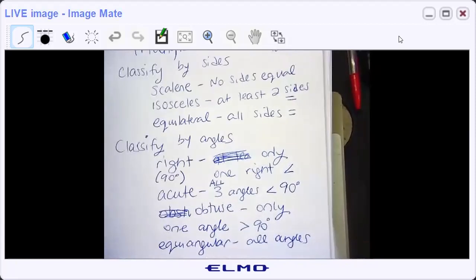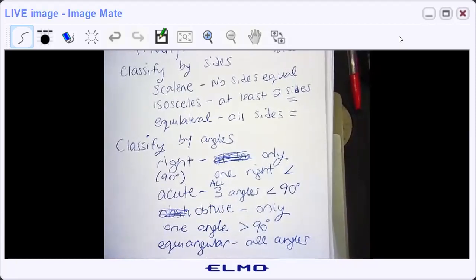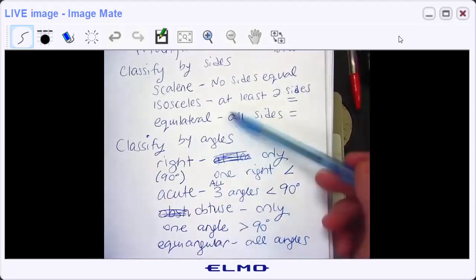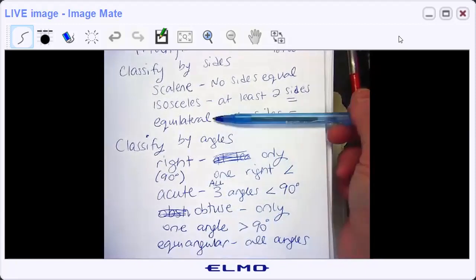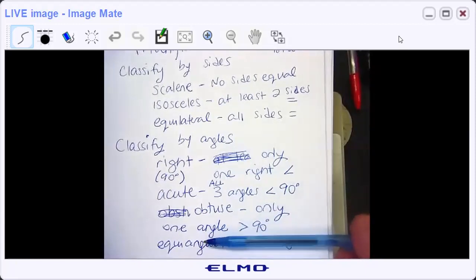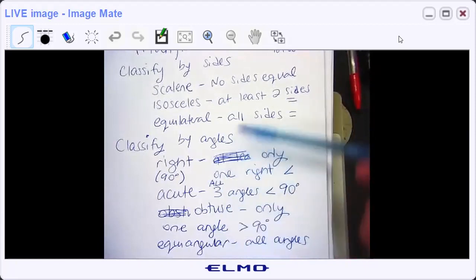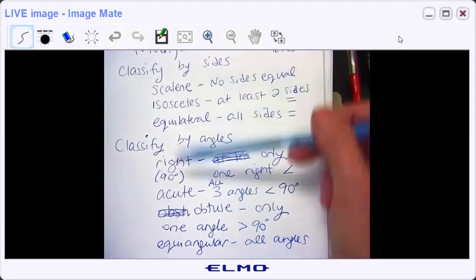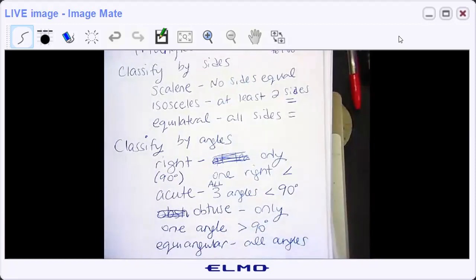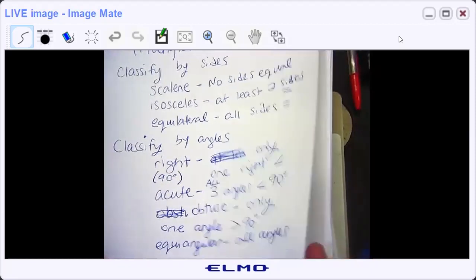So when we talk about classifying, you can say, I have a scalene right triangle. You could say I have an obtuse isosceles triangle. And if we have an equilateral though, it's got to be equiangular. All sides equal is going to mean all angles are also equal. So these two can't be interchanged with any other words, but we could have a right scalene, a right isosceles, things of that nature.